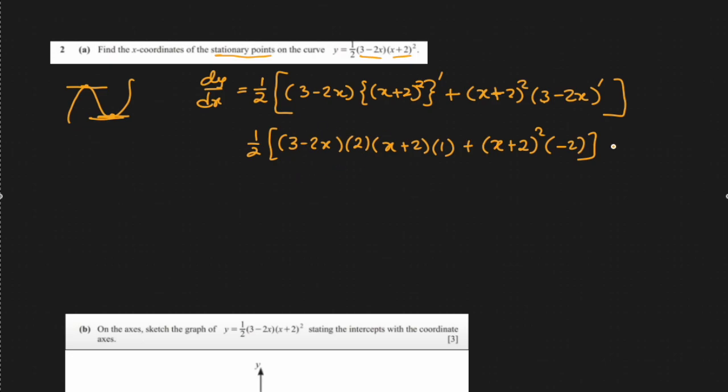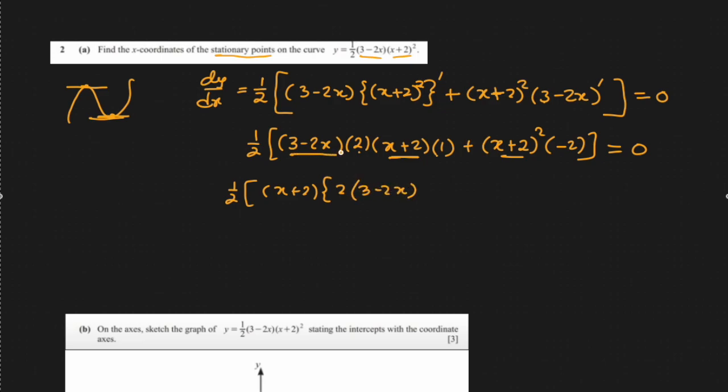Since I have to make it equal to 0, I have to factor this also. So half will remain outside. 3 minus 2x is here, nothing here. X plus 2 is here, and x plus 2 is here as well. So let's take that common. If x plus 2 is out, what is remaining in the first part? 1 times 2 is 2, and 3 minus 2x is still remaining.